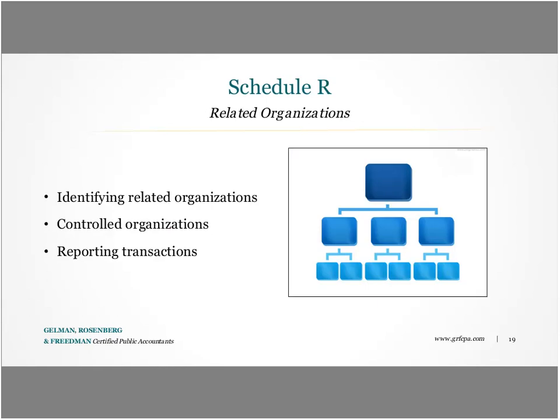The next schedule that Jan is going to touch on is Schedule R for related organizations. Thanks, Caitlin. And as she mentioned, I'm going to discuss Schedule R, related organizations. Schedule R is used by an organization that files the Form 990 to provide information on related organizations and certain transactions with those related organizations.